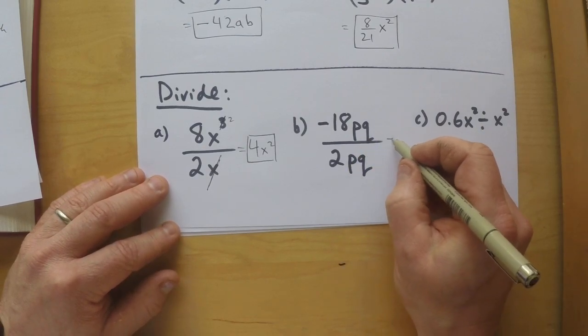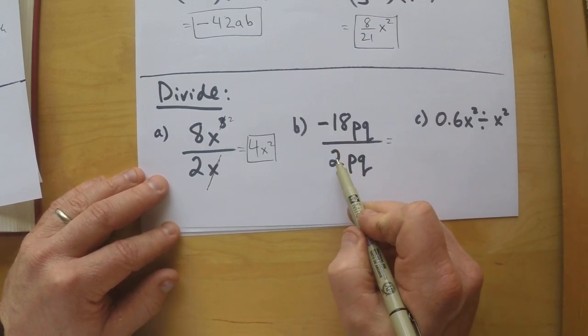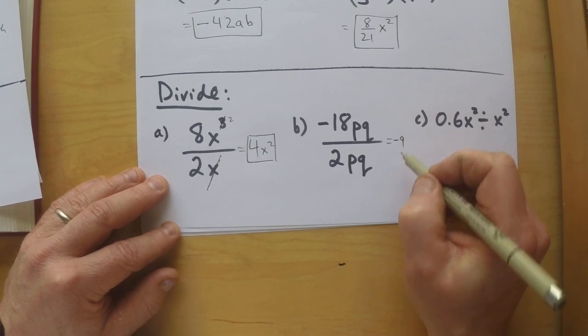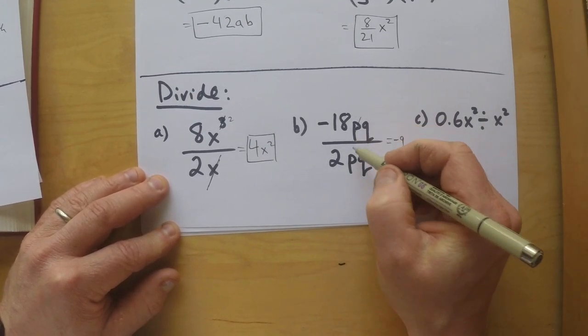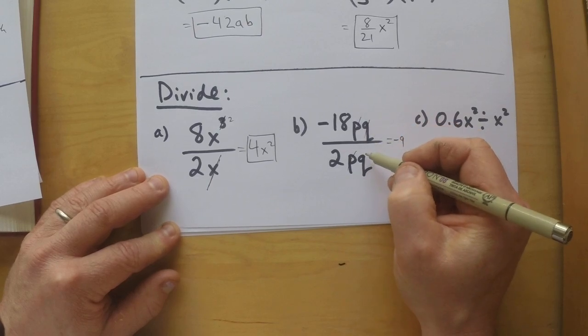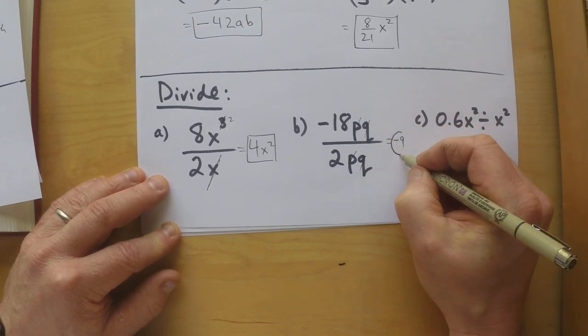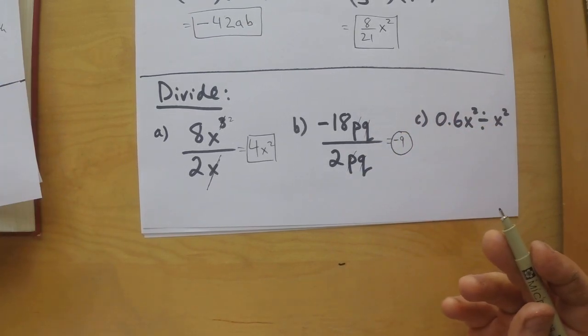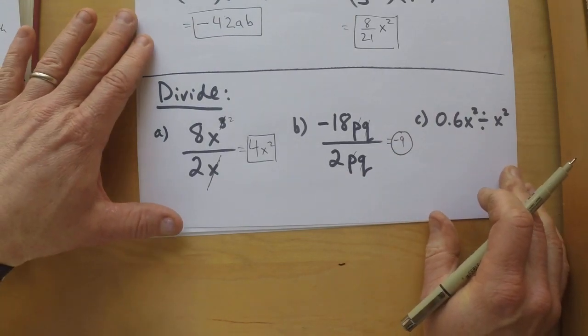For this question, negative 18 divided by 2, negative 9. P's divide out completely because they're both the same power. Q's divide out, and you're just left with negative 9. That almost bugs people because they're like, well, where are my variables? Well, they divided out by total fluke.